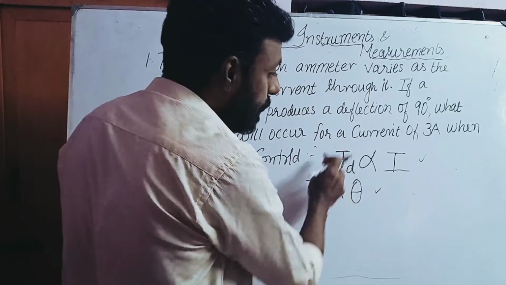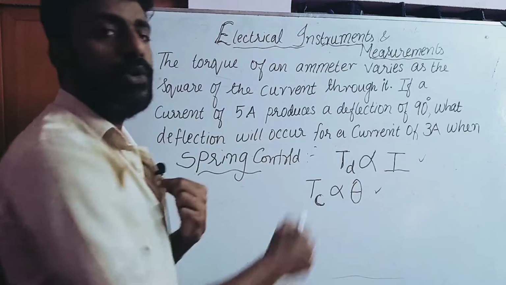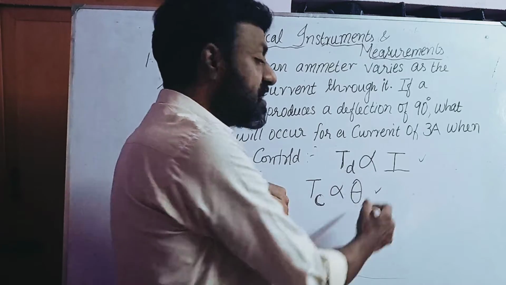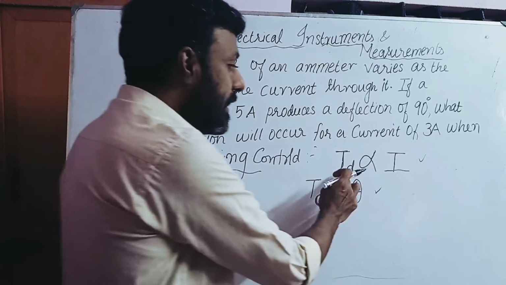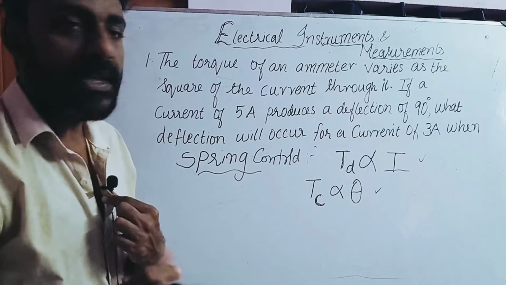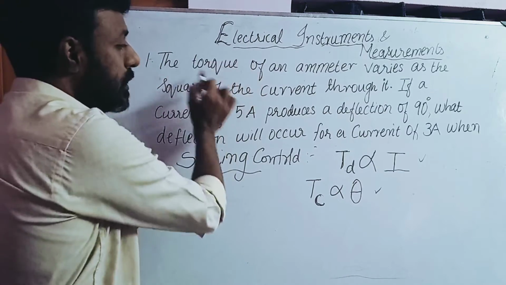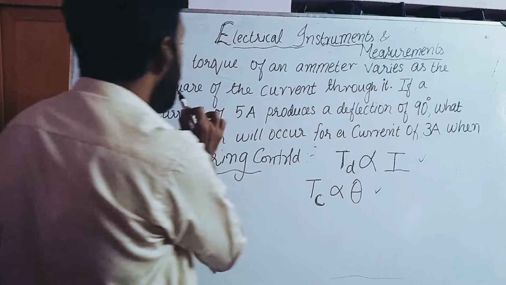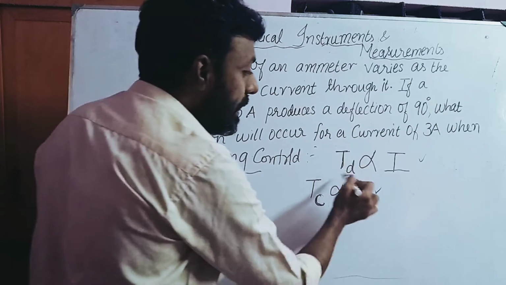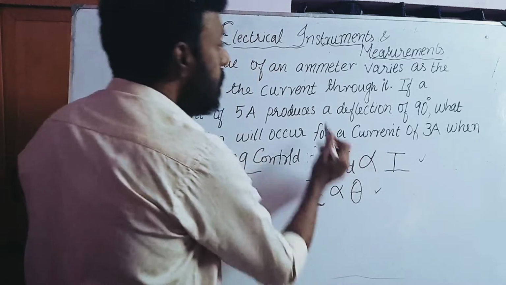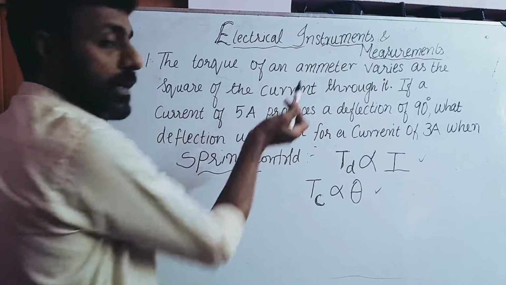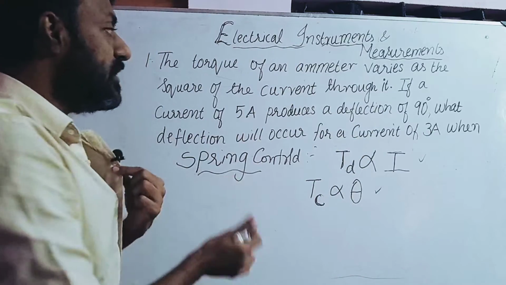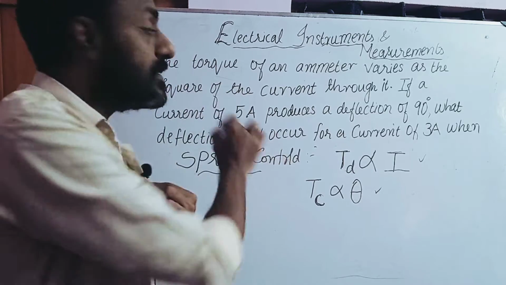That is, the deflecting torque is directly proportional to the current flowing through the meter, and TC is the controlling torque, directly proportional to the deflection produced in the meter. But here they have given the torque, which is the deflecting torque. They are telling us the torque of an ammeter varies as the square of the current through it. So TD is directly proportional to I, but here the current has a power of 2, the square of the current.